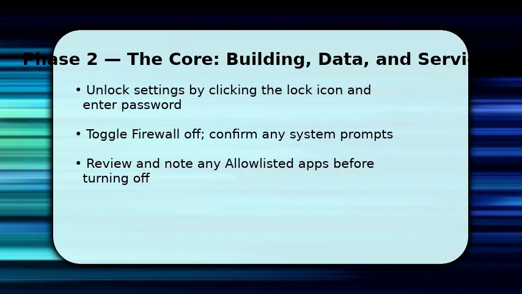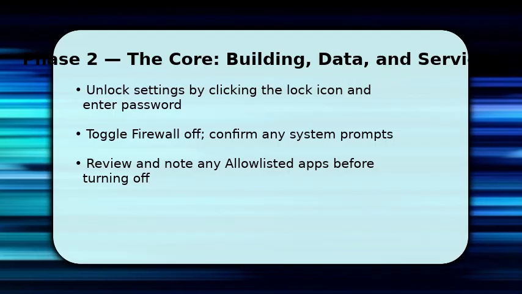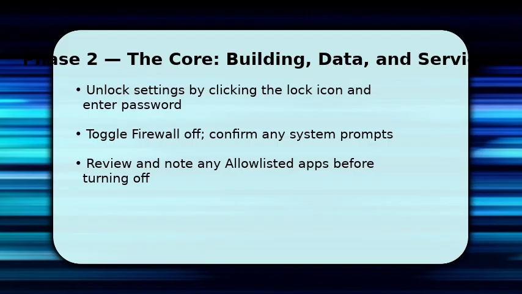While you do this, review the list of apps that are allowed through the firewall and note any critical entries, because disabling removes those protections. If you want temporary testing, leave a note of changes. You're turning off inbound filtering, so understand that network services become more exposed.